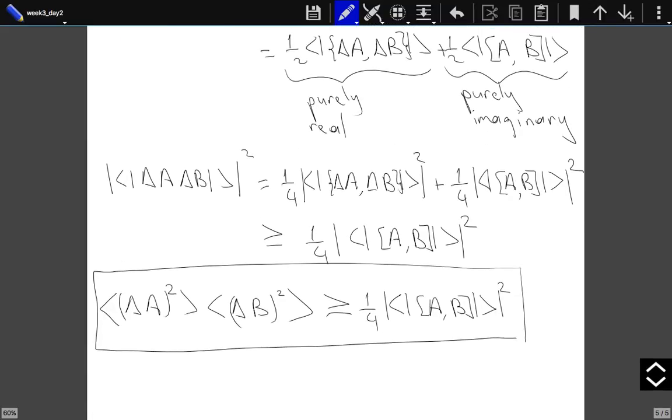Well, if you want, you can. That gives you another relation. And there's nothing that is particularly special. You could have just said that this product should be larger than or equal to this one. That's also a correct statement.